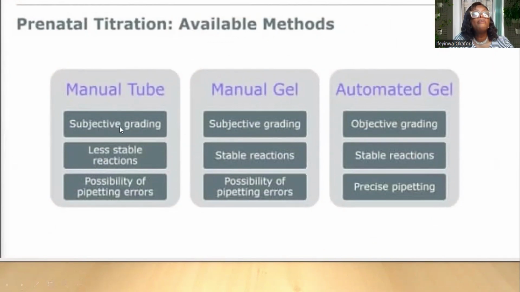So the manual tube method can have subjective grading, less stable reactions, possibility of pipetting errors. The manual gel method has subjective grading, stable reaction, possibility of pipetting errors. While with the automated gel method, you have objective grading, stable reaction, and precise pipetting. Even though the recommended thing is manual tube method, some laboratories are making effort to gradually move from manual tube method, manual gel, and then over to automated gel method.